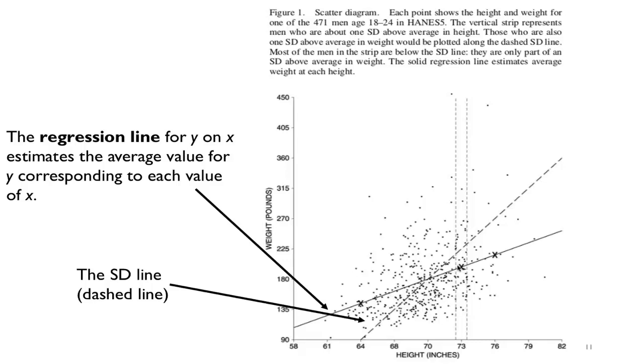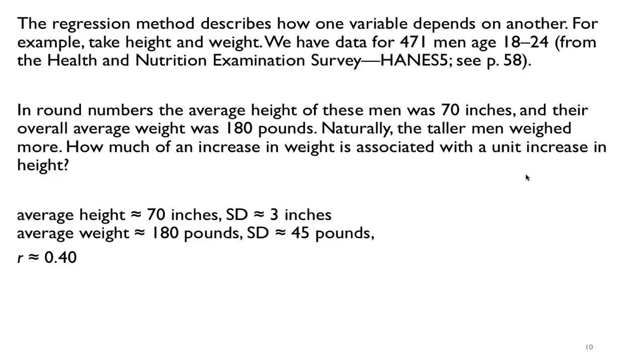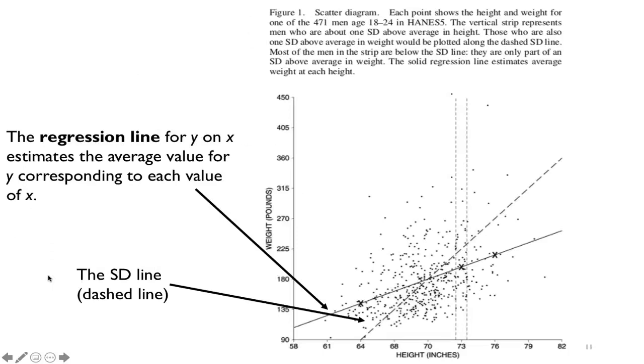And the SD line is the dashed line here. This is basically the line that takes into account this data, the average height, weight, and then the spread of each of the variables, and so that's the SD line. And again, we'll talk more about these lines specifically in a moment.